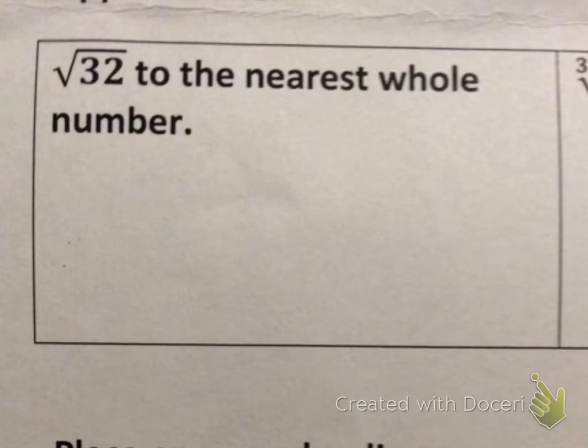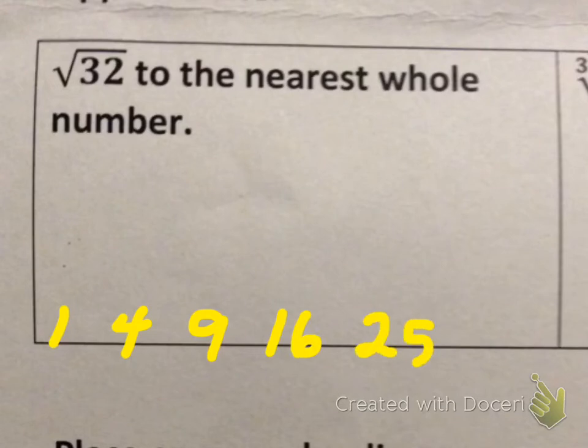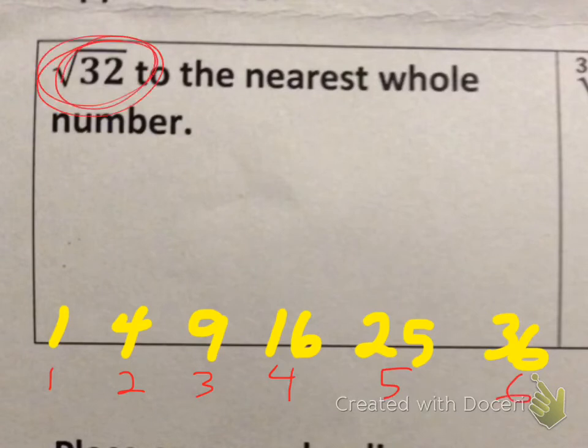All right, this says round to the nearest whole number. So really, you guys, all I have to do is think about where this is going to be in between. So if I went back to my list of numbers again, I know 1 times 1 is 1, 2 times 2 is 4, 3 times 3 is 9, 4 times 4 is 16, 5 times 5 is 25, and 6 times 6 is 36. If I'm going to find the square root of 32, I know it falls somewhere in between 25 and 36, which means it's going to be either 5 when I'm rounding it, or it's going to be 6 when I'm rounding it.